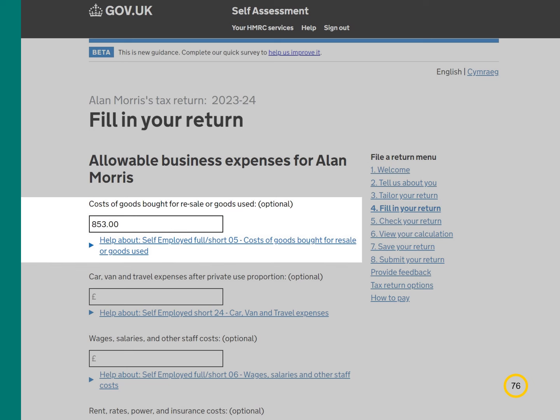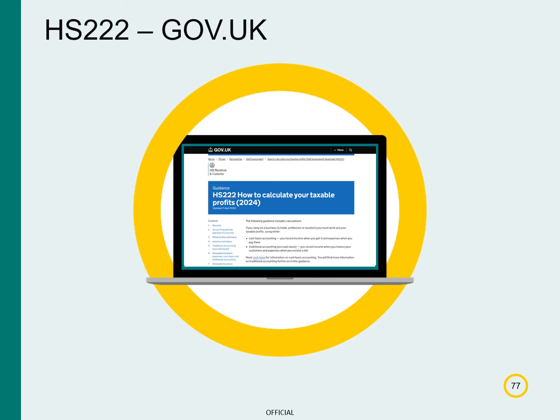on his return. The closing stock figure of £1,147 will also be his opening stock figure for his next accounting period. So remember to keep your paperwork showing your calculations for your next tax return. You can find more information about the cost of sales formula on Help Sheet HS222.